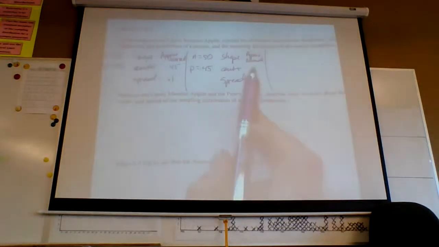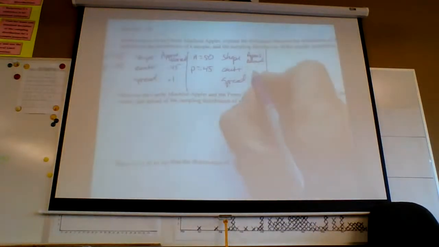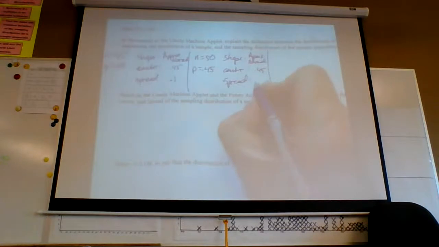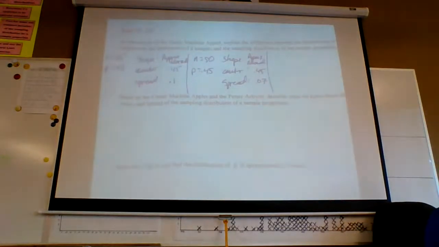Okay, it does look approximately normal. The center didn't go anywhere. It was still 0.45, but the spread was 0.07. It didn't chop in half. Would have been nice if it chopped in half. I would have liked that.